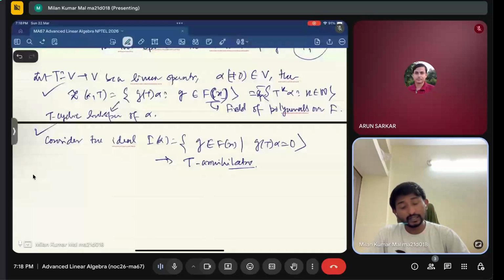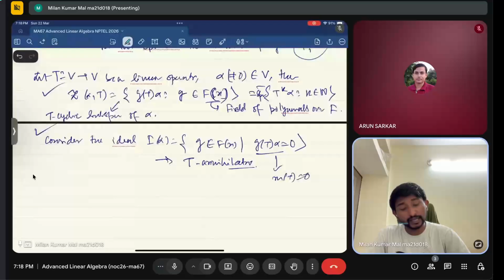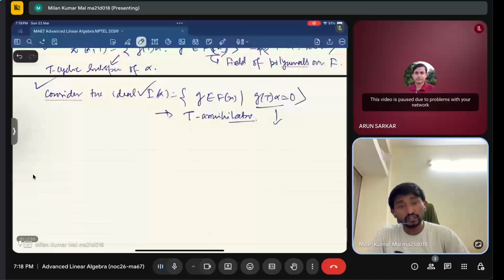So basically, the characteristic polynomial and minimal polynomial make this zero. If I consider the minimal polynomial m(T), that we know will be 0. If I take the characteristic polynomial f(T), that will be 0. So the characteristic polynomial and minimal polynomial will all be there, but this will form an ideal. But we are considering the ideal which consists of all those polynomials g such that g(T) at the point alpha is equal to 0.